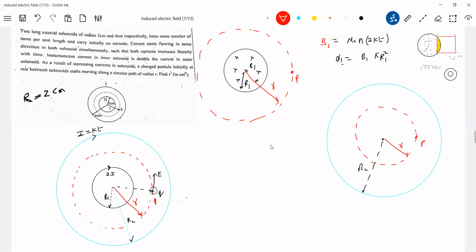Now what is the flux linking it? First calculate. So what is the current? Current is what? I is equal to KT. And how will it produce B bar? B bar everywhere it will be, the blue color one.